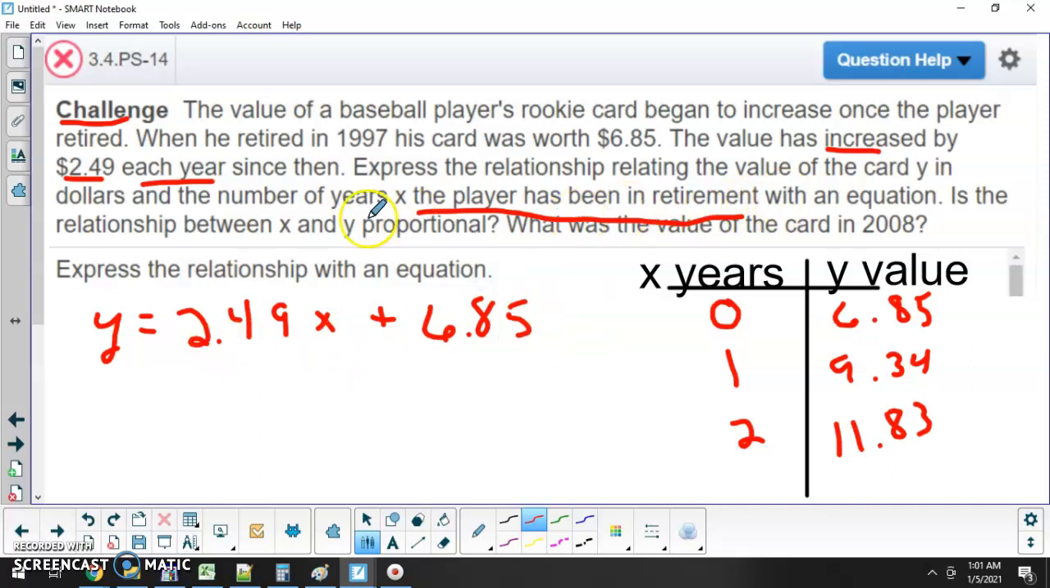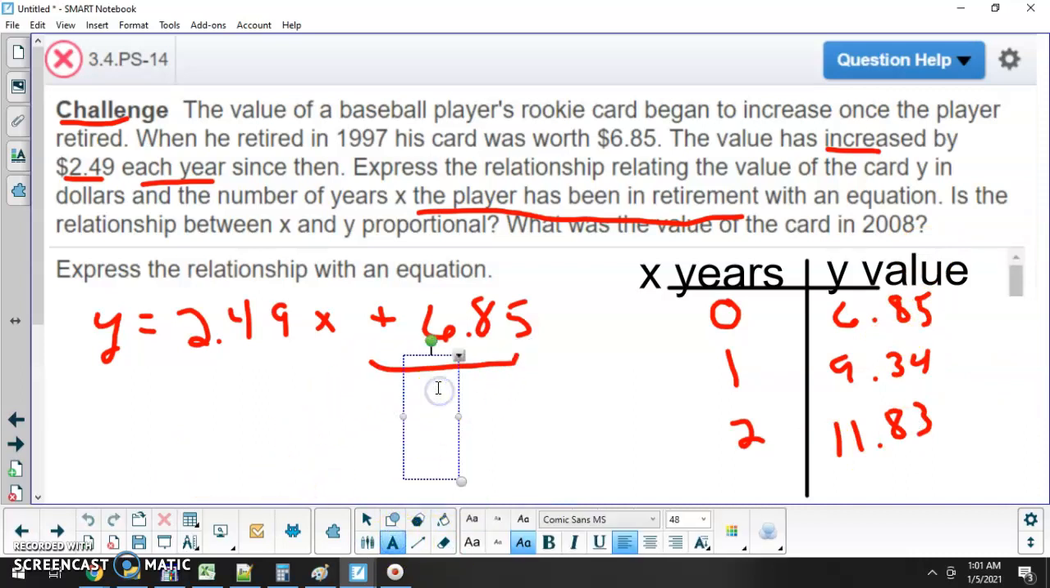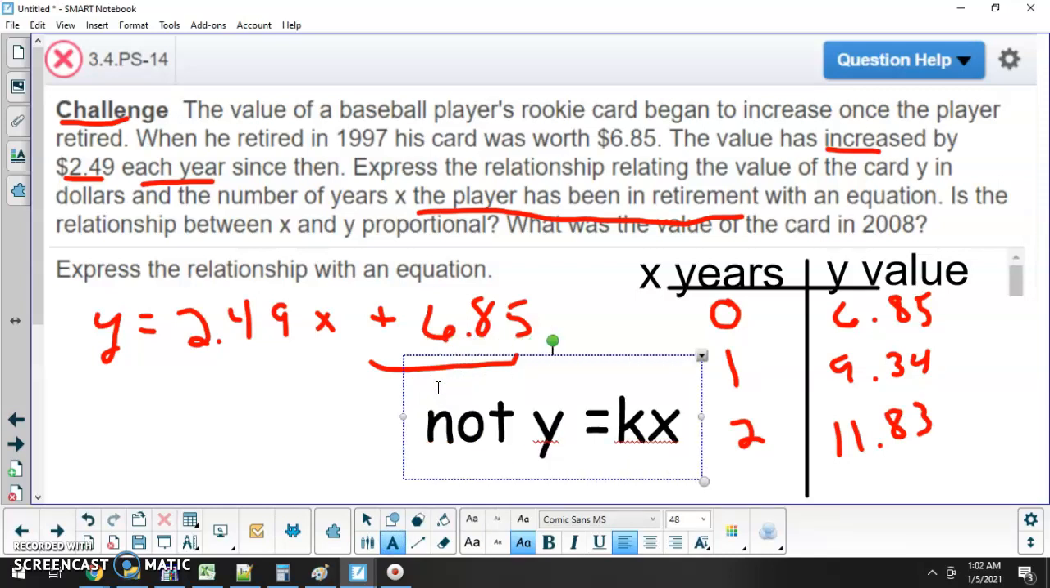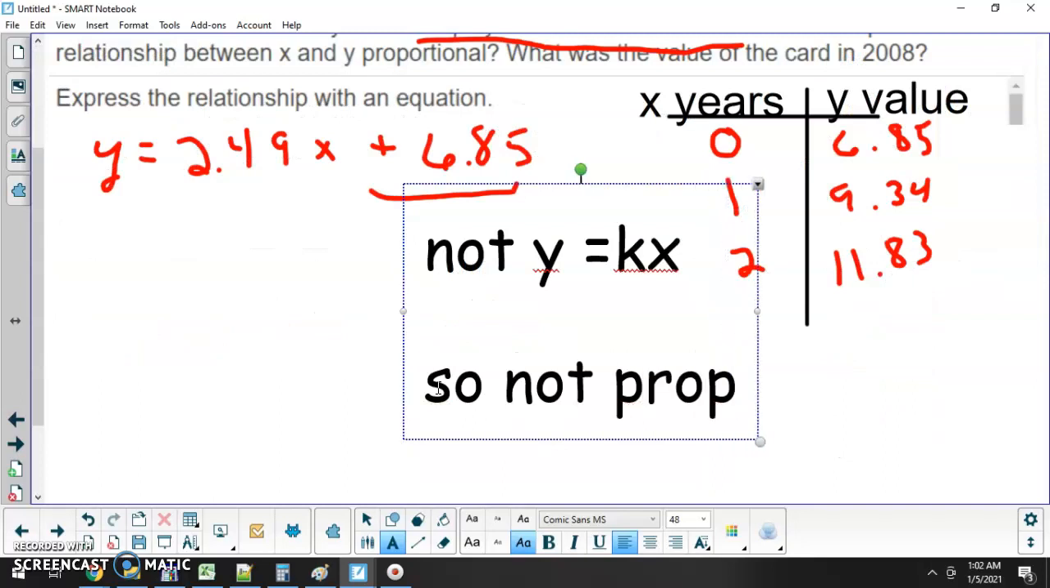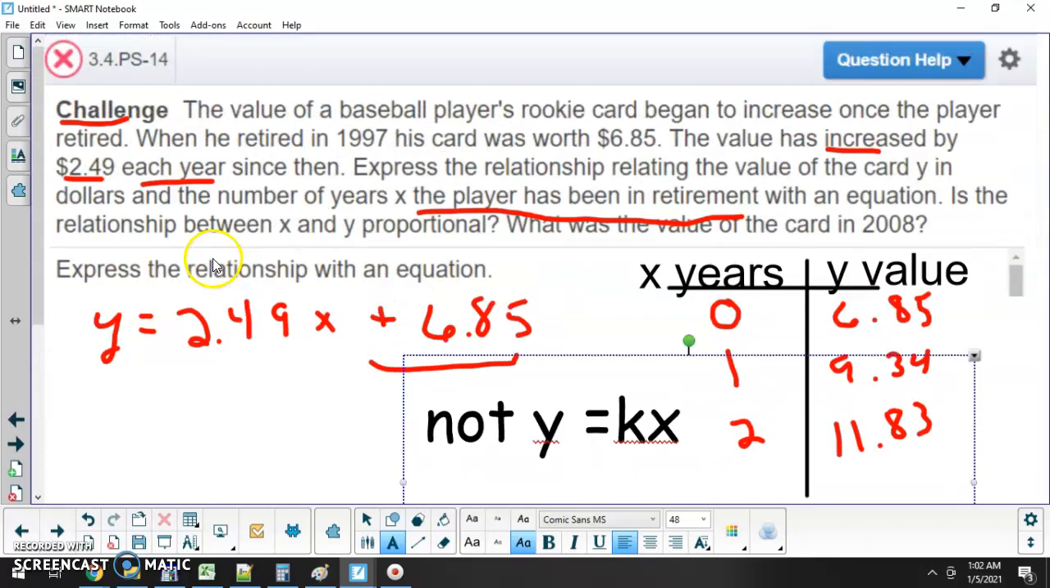And is this a proportional relationship? Well, no, because it's not of the form y equals kx. Because of this extra part here, it's not proportional. Not y equals kx, so not proportional. And my font just got really huge.